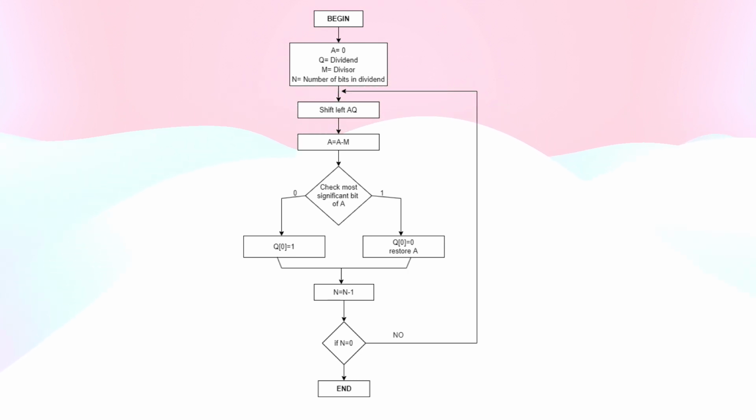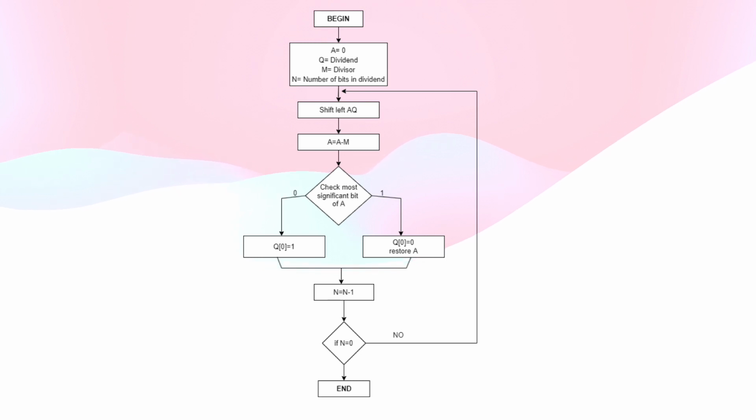Then we go to the decision making step, which is denoted by a diamond in the flowchart. If the value of the most significant bit of A is 0, then Q0 is set as 1, and if it is 1, then Q0 is set as 0 and A is restored. The restoration of A means the initial value of A, or the previous value of A, is brought back and put into register A.